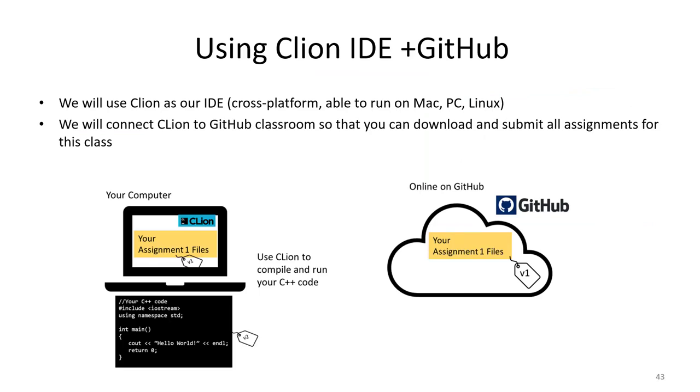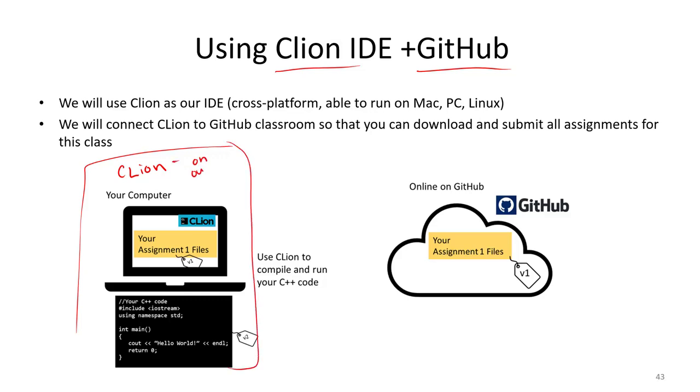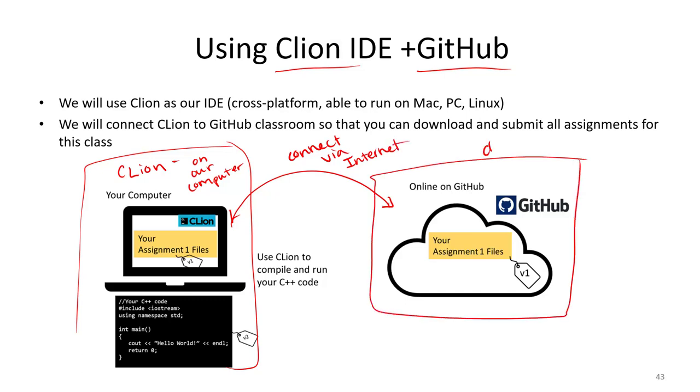So in this class, we're going to use our CLion IDE together with GitHub. CLion is the IDE that we install on our computer. So we put CLion on our computer. But then we connect via the internet, and we talk to GitHub in the cloud. And what we do is we can store our programs in GitHub.